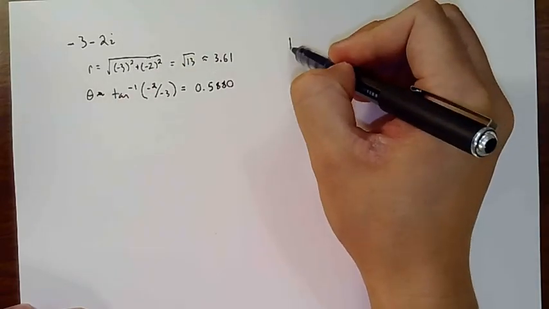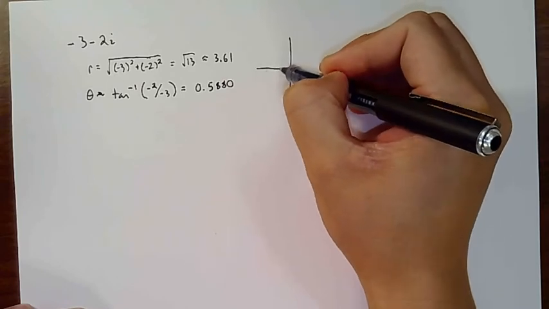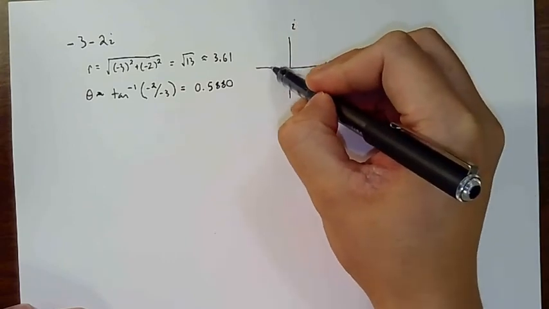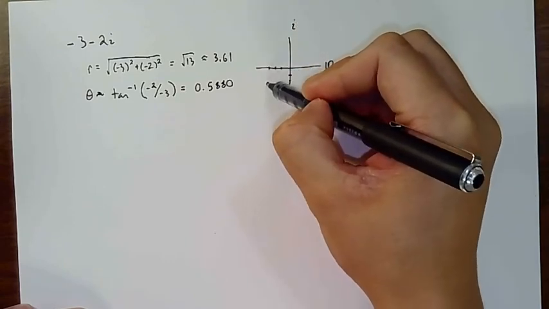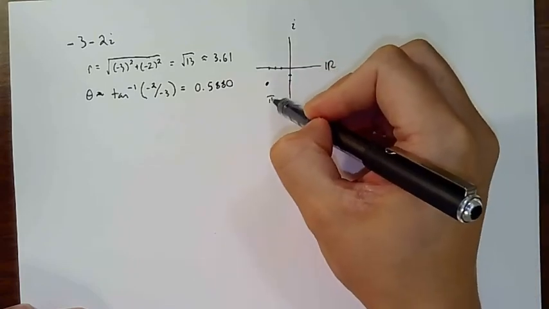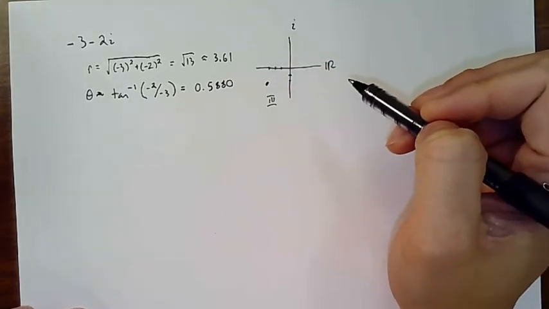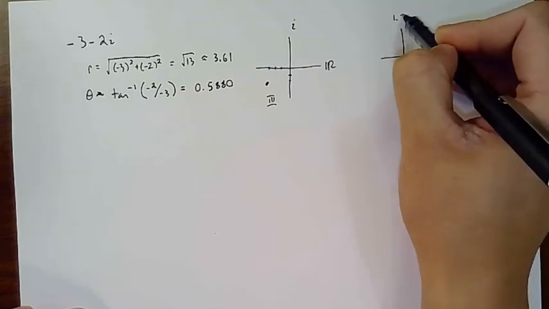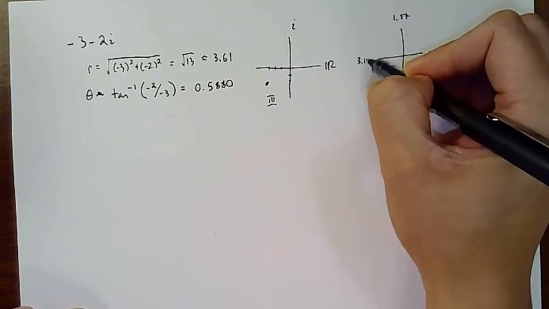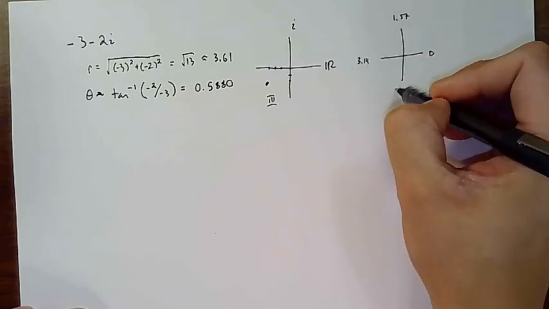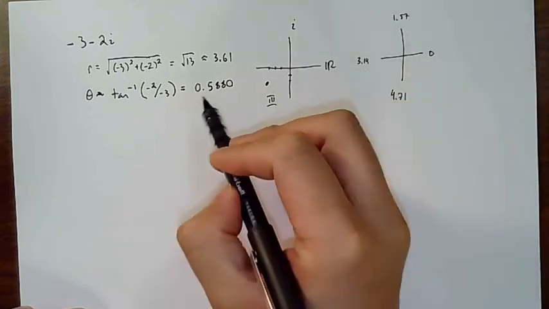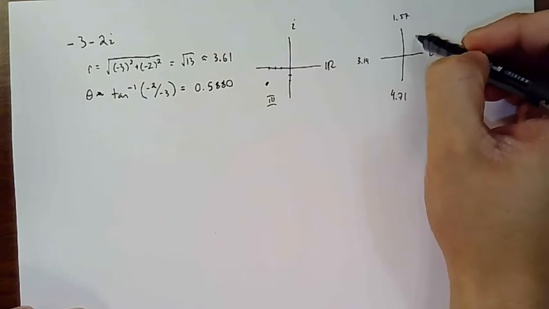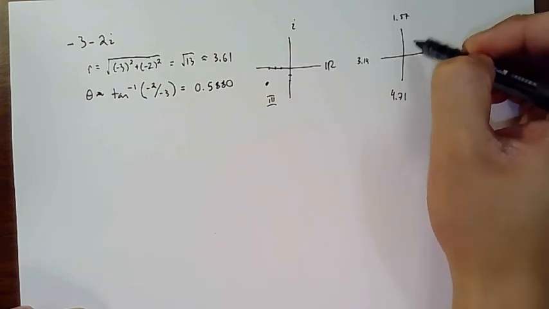So let's plot it. Real, imaginary. So we have 3 units this way and 2 units this way, right here. So we're in quadrant 3. But if we remember our decimal approximations for pi over 2, pi, and 3 pi over 2, this 0.588 falls here. So we are in the wrong quadrant. We are over here when we need to be over here.